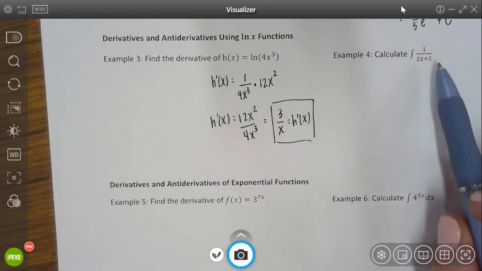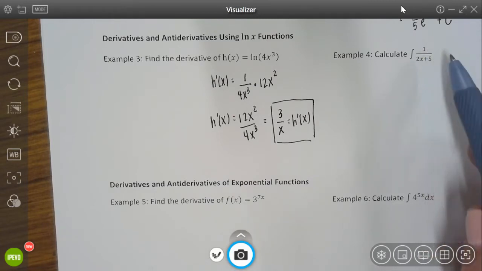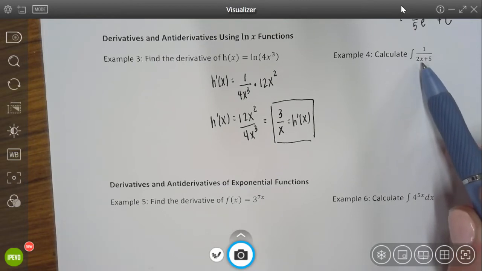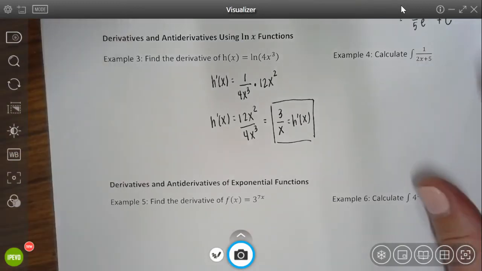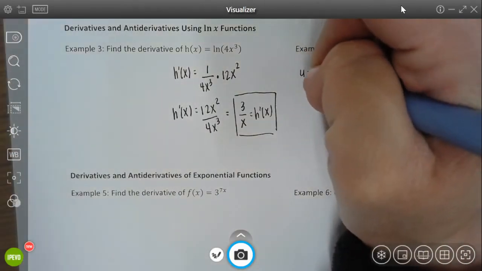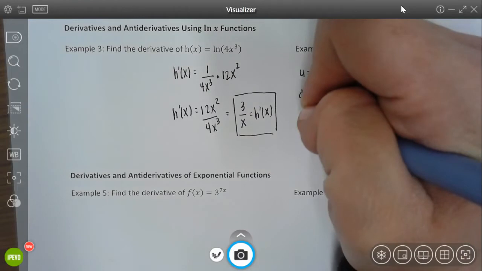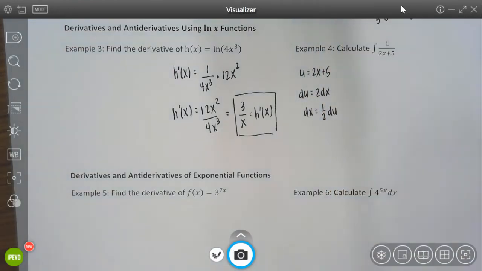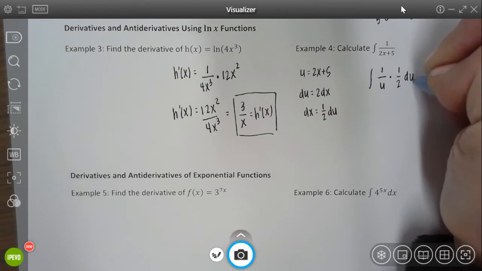For example, this is a 1 over something type of a deal here. If we tried to use u substitution here and set u equal to 2x plus 5, that should give us something in the form of 1 over x, which we know with the antiderivative, that would be the natural log function. So I'm going to set my u to be whatever's in the denominator here. So my du is going to be 2 dx, and my dx is going to be 1/2 du. So if I do my substitution, 1 over u, and then times 1/2 du, I'm going to pull that 1/2 out as a constant.